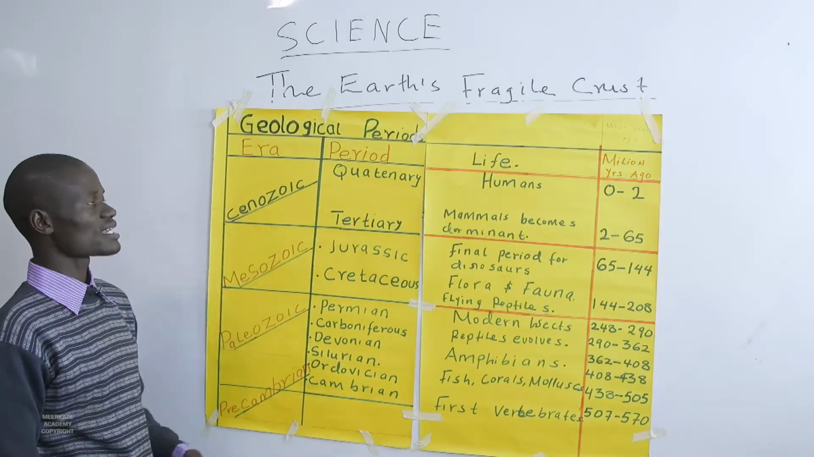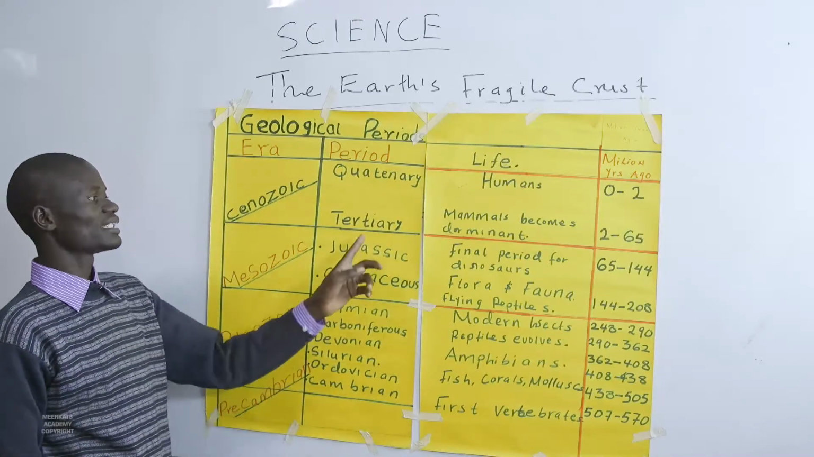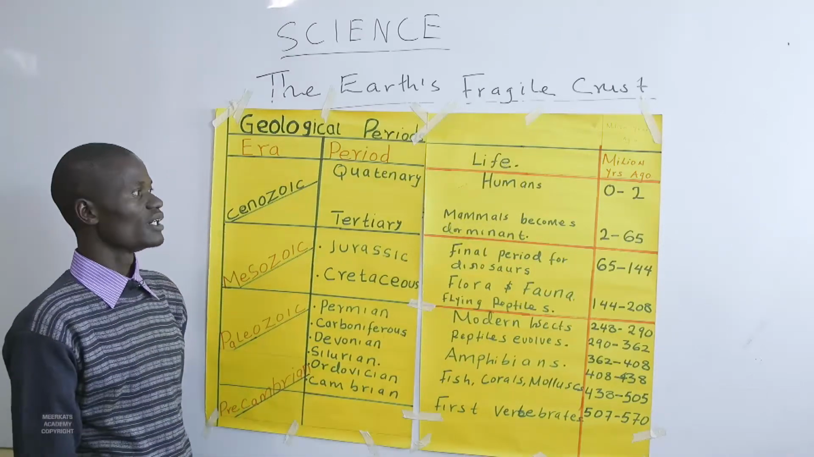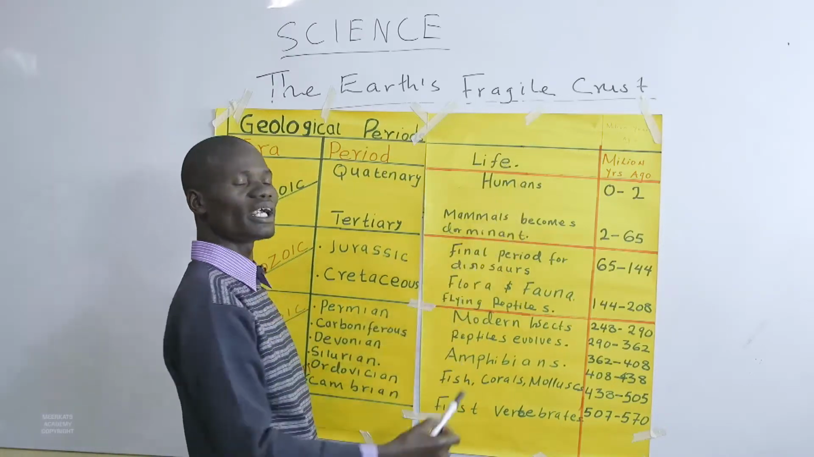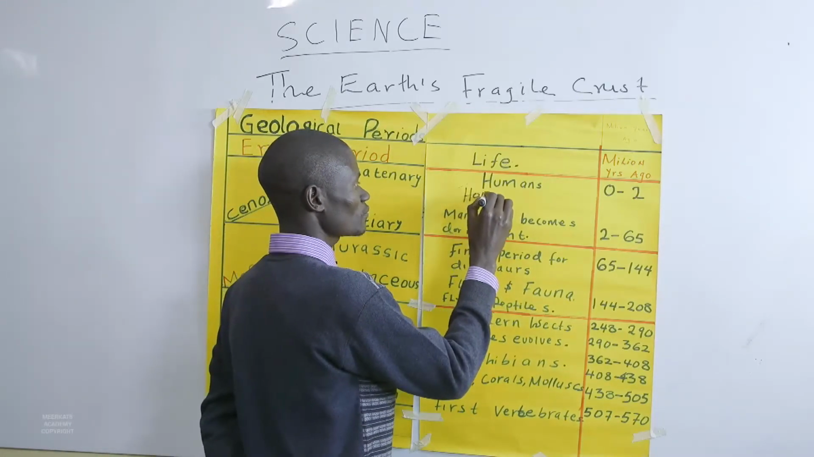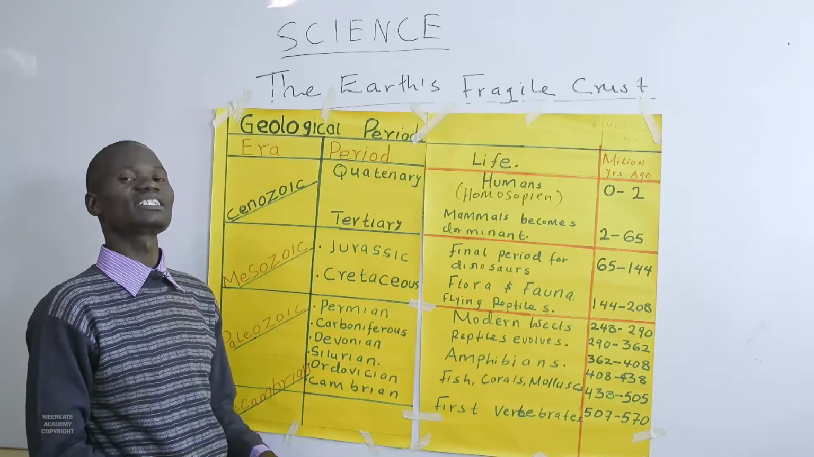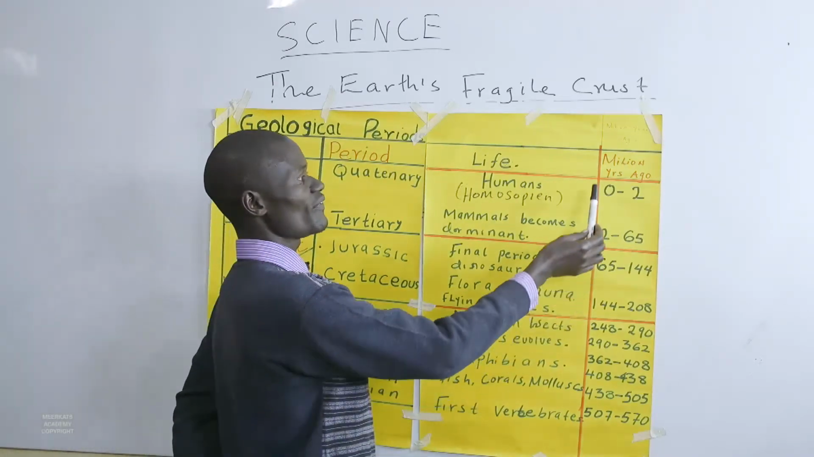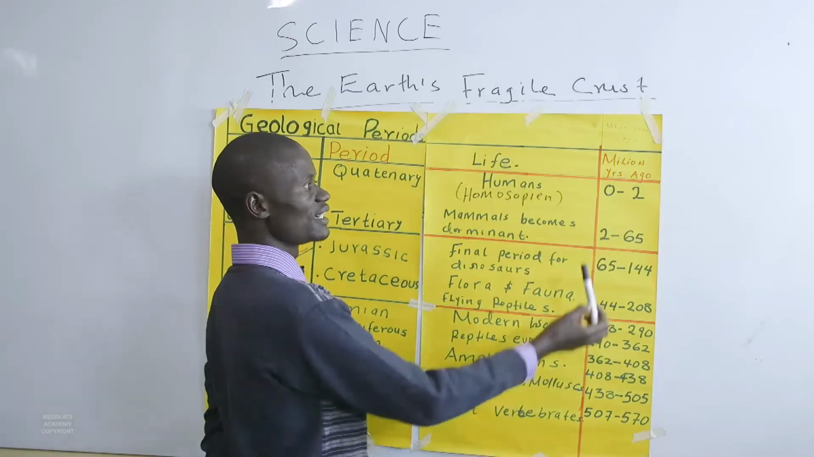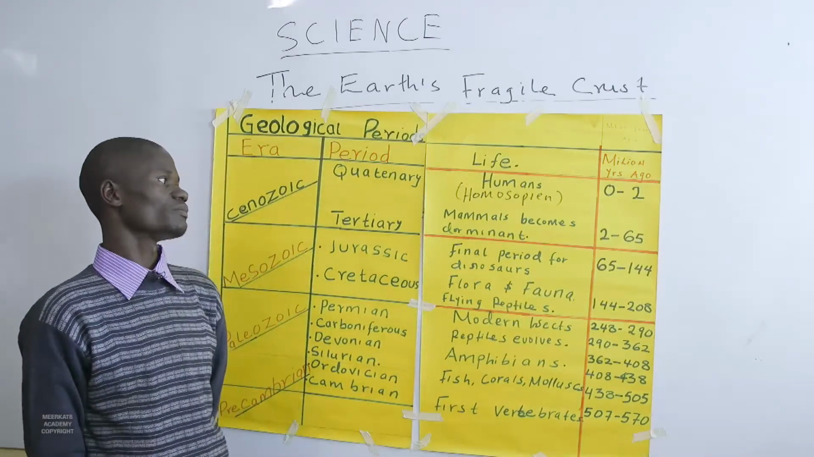The Cenozoic era is divided into two periods. We have the Quaternary period and the Tertiary period. What kind of life was existing? Here we find that it was human life, made up of the Homo sapiens. Homo sapiens is an intelligent man, and this kind of human life has been in existence between 0 and 2 million years ago.